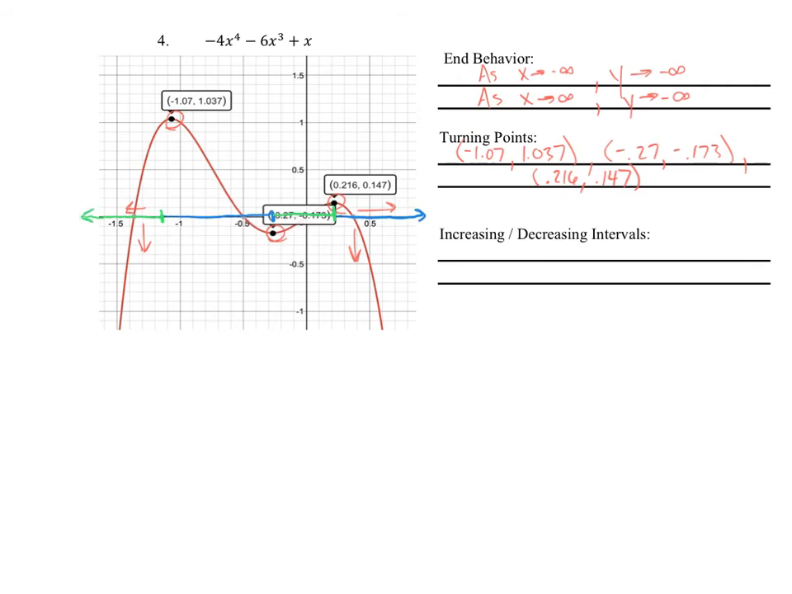So let's identify these intervals now. This first interval is the interval from negative infinity all the way to negative 1.07. That's what this space is, and then it stops at negative 1.07. So that's an interval of increase. All right, then we've got an interval of decrease. Over this interval, from here to here, it's decreasing until it stops. So that interval begins at negative 1.07 and ends at negative 0.27. So that's an interval of decrease.